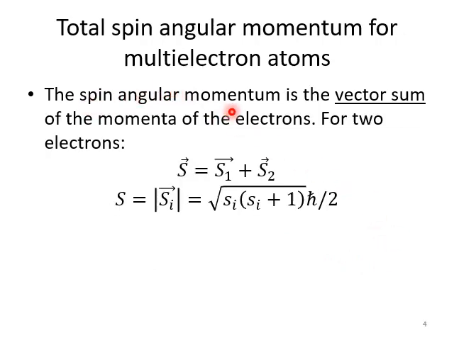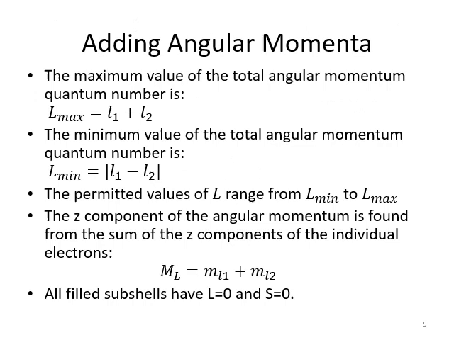Similarly, the spin angular momentum is a vector sum of the momenta of the electrons. In this case, spin angular momentum is just going to be up or down. That's what specifies the direction here. And so for two electrons, we add those up together, and the magnitude of each of the spins is this, and then we have to add the vectors appropriately. I'll have a little graph of that way to add these sums in a moment. But here are some rules.